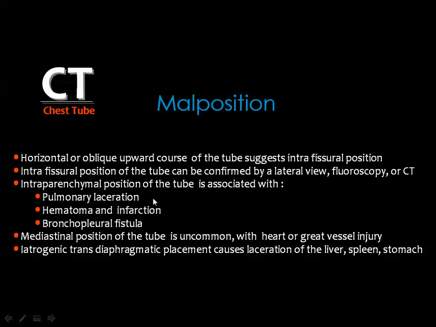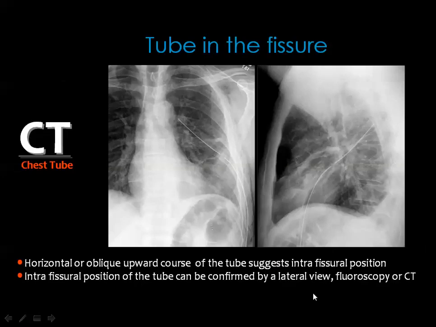Also, one of the malpositions is to put the tube inside the lung parenchyma, which will lead to lung laceration, hematoma, infarction, and sometimes a bronchopleural fistula. Uncommonly, you can pass the intercostal tube to the mediastinum with some possibilities of heart or great vessel injury, and less frequent or rare, the tube may pass through the diaphragm, causing some laceration of the abdominal organs like the liver, spleen, and the stomach.